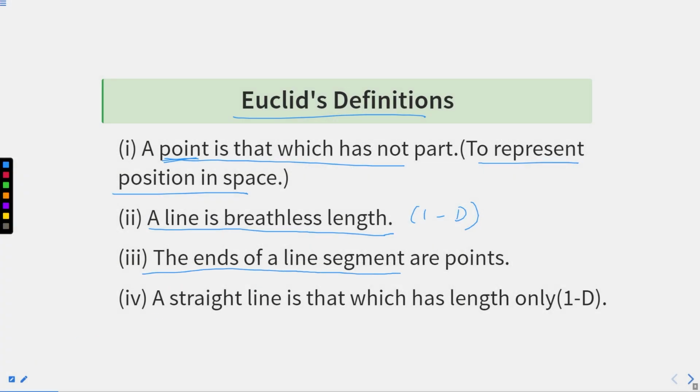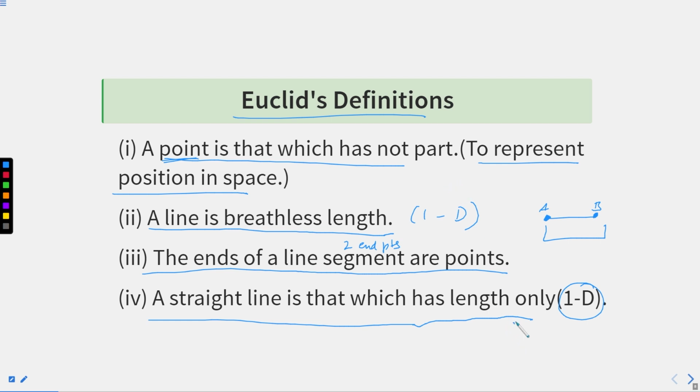So the ends of a line segment are points. As we already discussed, a line segment is a part of a line. A line is cut down into a small piece like this. This is a line segment, this is some point A, and this is some point B. So a line segment has 2 endpoints. A straight line is that which has length only, which means 1D only, as you saw in the example of the man on a rope. He only travels either front or back.